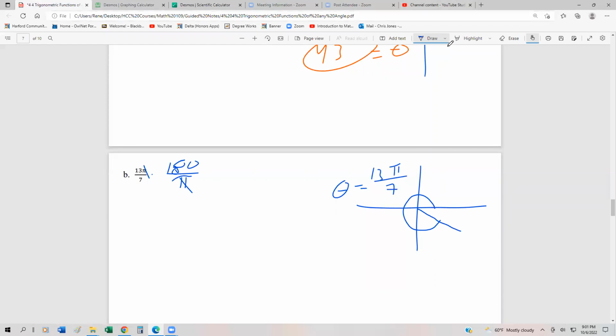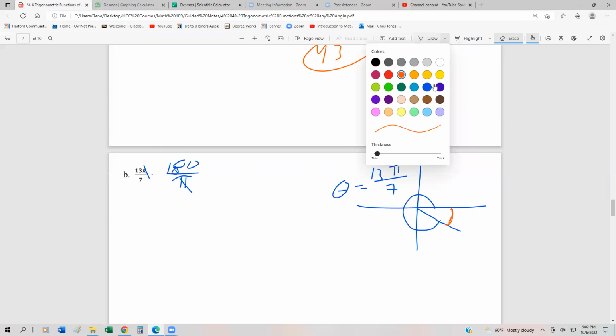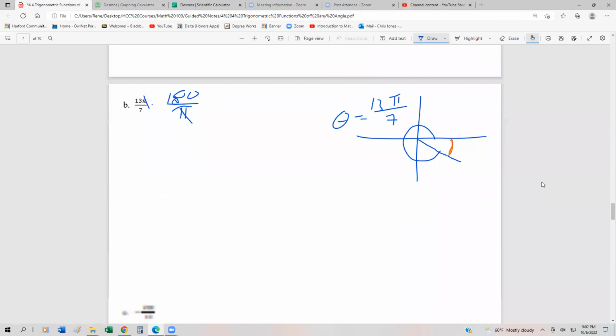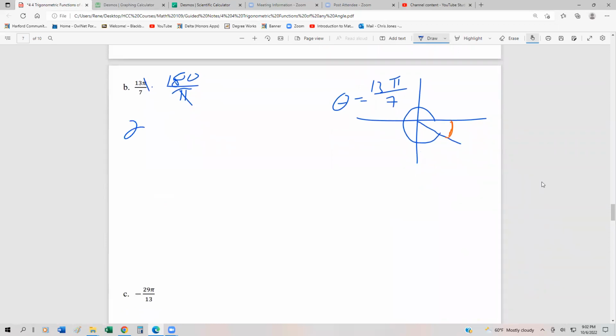Now, for us to figure out the rest of this, we know that all of this should add up to 2 pi. So the total of everything should be 2 pi. So I'm going to take 13 pi sevenths and subtract that from 2 pi, and that'll tell me what my reference angle is. Again, if it ends in quadrant 4, then all we do is take 360 minus theta. So I'm going to take 2 pi minus 13 pi over 7.